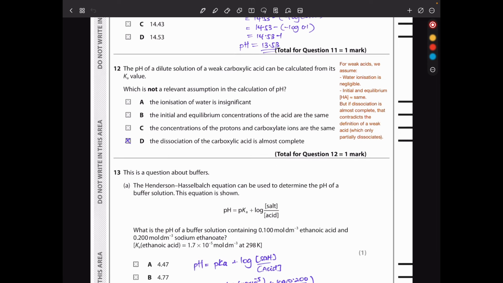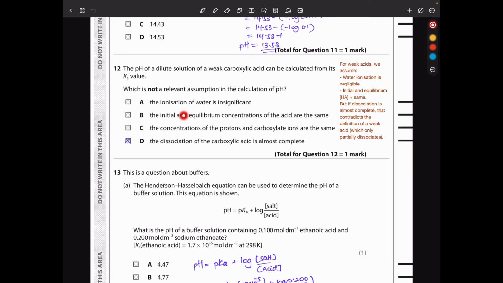In question 12, the pH of a dilute solution of a weak carboxylic acid can be calculated from its Ka value. Which is not a relevant assumption in the calculation? We usually assume that the acid dissociation, or in this case, the weak acid dissociation, is really minimal, whereby the equilibrium concentration of this weak acid and the initial concentration are exactly the same, and also the dissociation of water is negligible. So when they say the ionization of water is insignificant, this is correct.